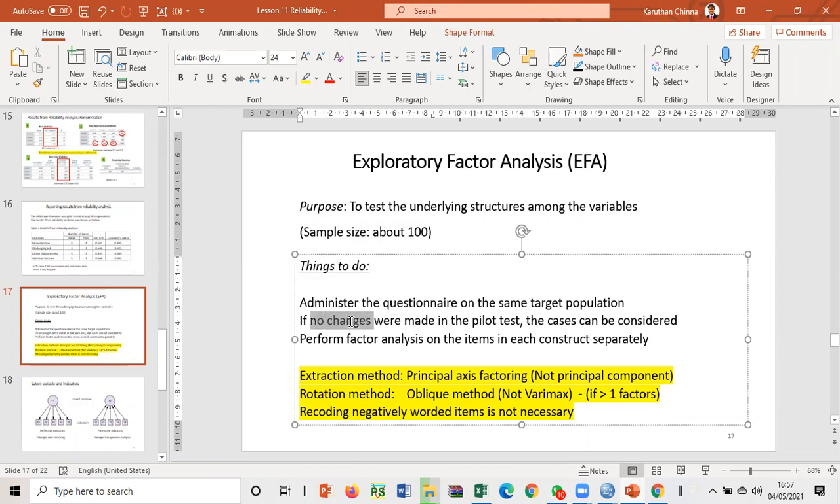If no changes were made from the pilot study, you can consider those cases for factor analysis. If changes were made from the pilot study, then you can't use the data from the pilot study. So here, you talk about the extraction method and rotation. Later we'll see in the analysis that the extraction method must be principal axis factoring, not principal component. If there is more than one component, then we do rotation.